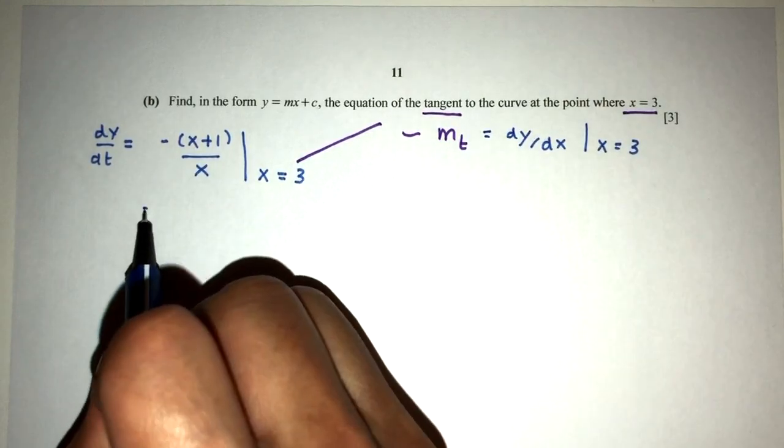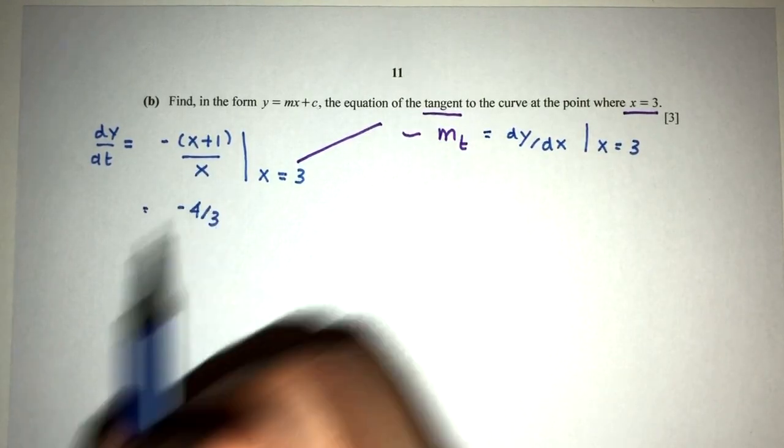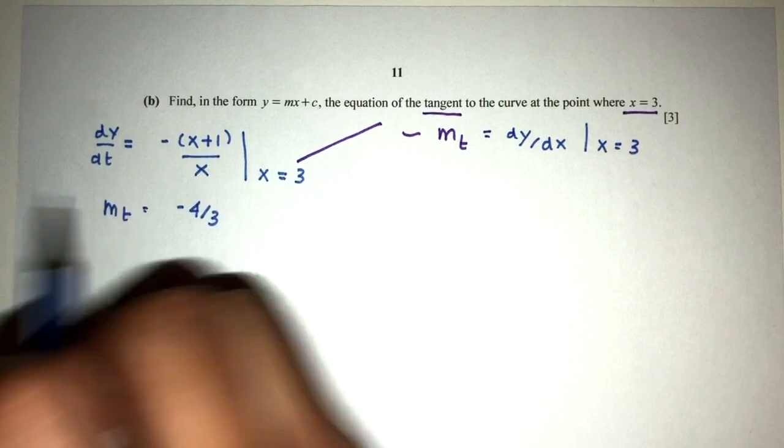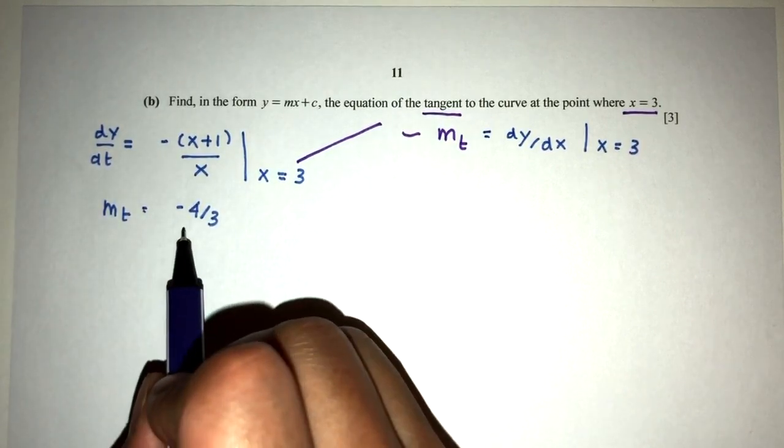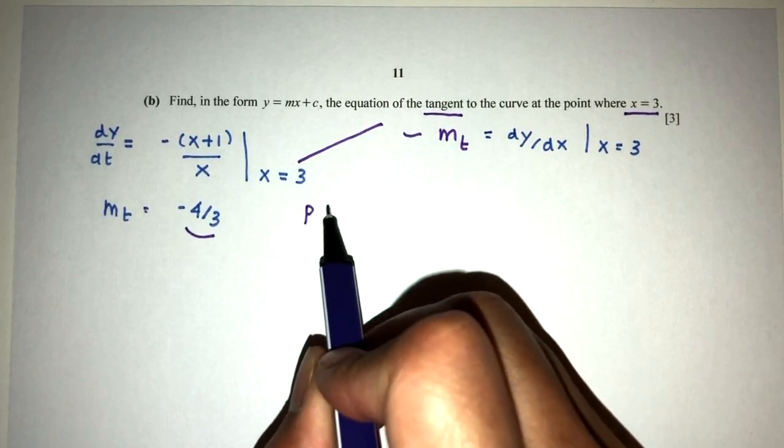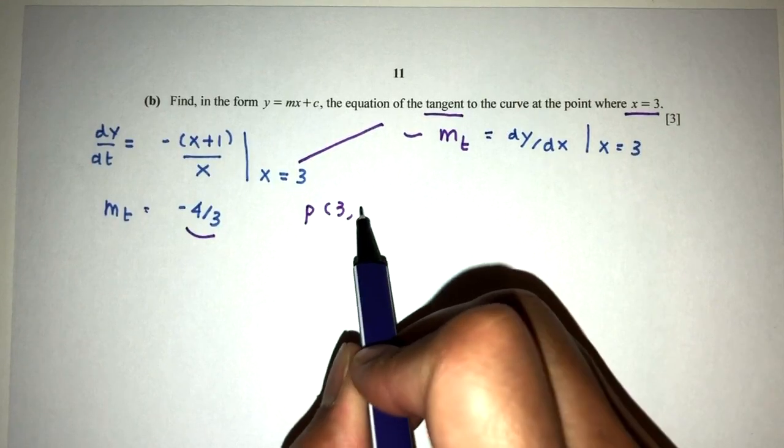Right? So you will have minus 4 over 3. Okay, that's the first step. Now since we know the gradient, we have to find the passing point. We know the point is 3. And what is the y value?